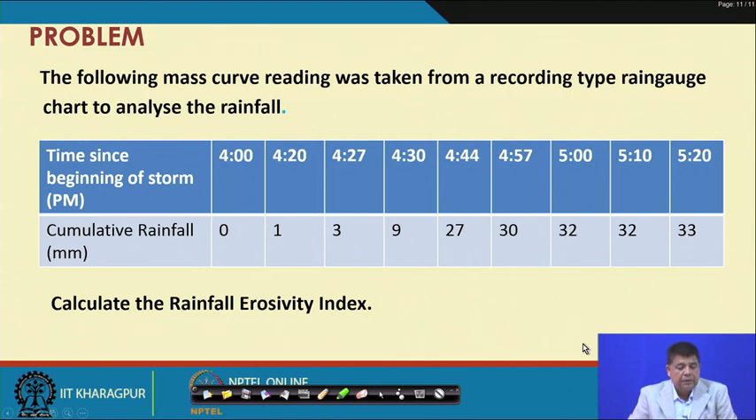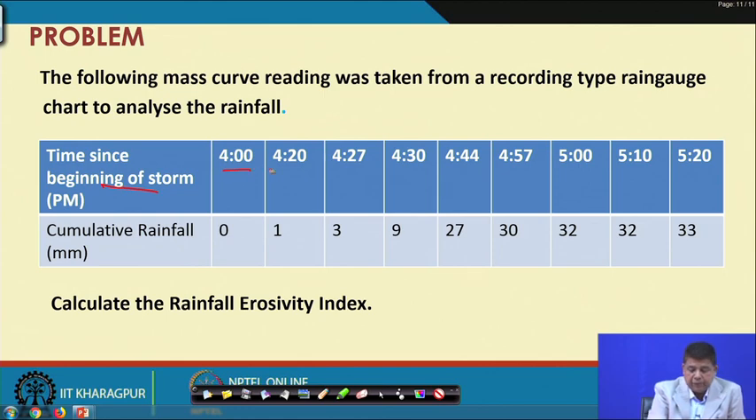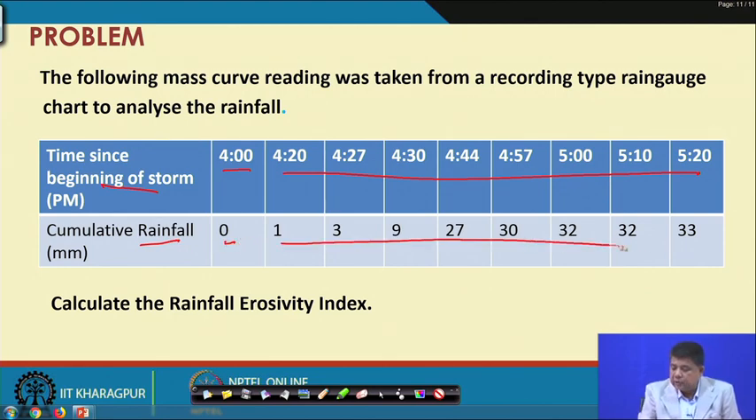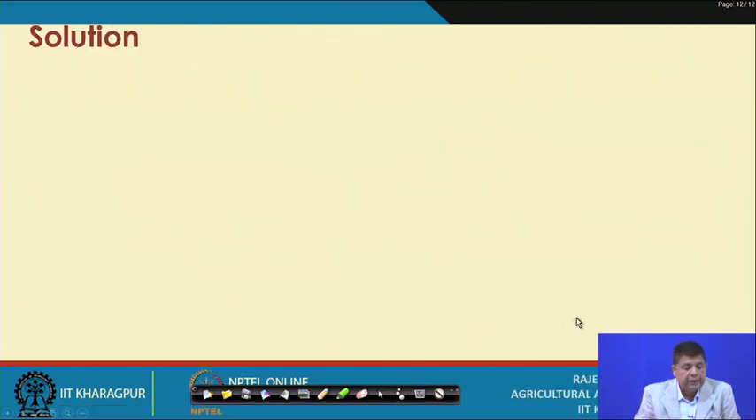Let us say for example, the following mass curve reading was taken from a recording type rain gauge to analyze the rainfall. Time since beginning of storm is given here, that is different times, 4 to 420, 4 to 520, that is the duration, and cumulative rainfall values are given here. 0 here means the rainfall event starts, and the total rainfall is 33 during this period, and we have to calculate the rainfall erosivity index.